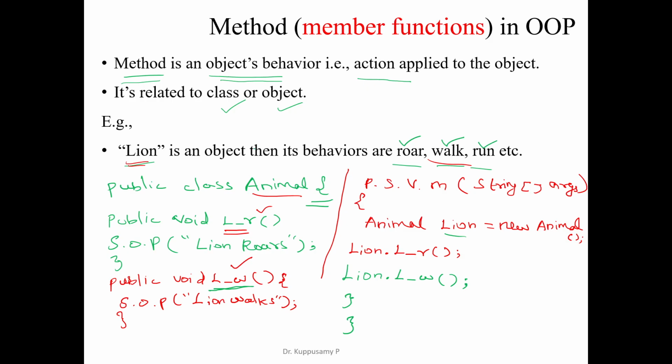So here the entire concept is that the class has objects and methods. Class is having objects and methods. The object here is lion, and the methods are L underscore r and L underscore w. So the behavior of the object is defined by the methods. Values are used to define the variables. That's the thing.